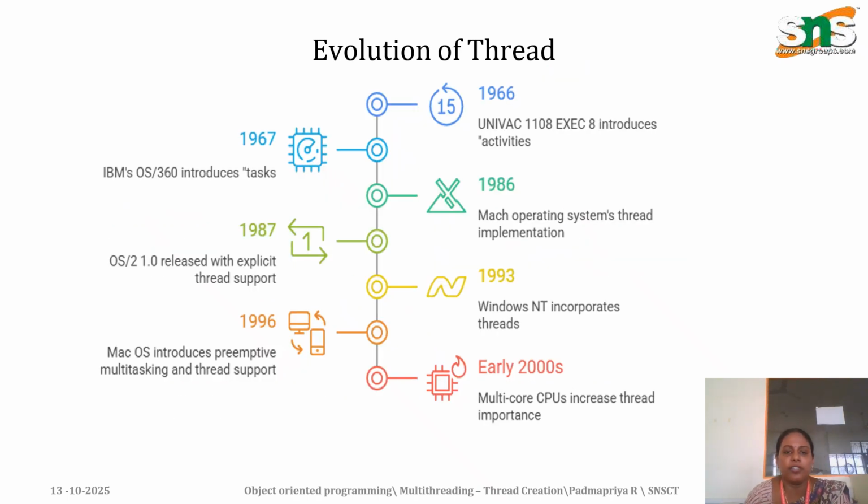So the evolution of threads is here, from 1967 to the early 2000s. In 1967, IBM introduced tasks, and in 1987 explicit thread support was realized. In 1996, Mac OS introduced it, and therefore every decade, every 2 years, once, the thread concepts will be upgraded.